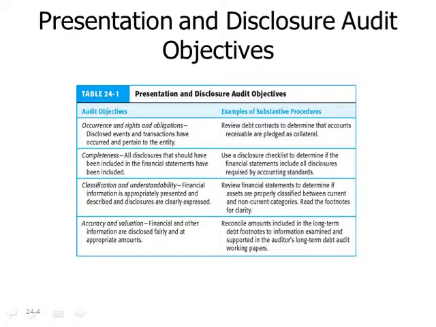And so what this table gives us examples of are the management assertions related to the presentation and disclosure audit objectives, and then examples of procedures or substantive tests that we may perform in order to confirm that these assertions are legitimately met. For instance, occurrence and rights. So have we disclosed events and transactions that have occurred and that pertain to the entity? An example of something to confirm that assertion is that we could review debt contracts to determine that accounts receivable are pledged as collateral. If we find that that's happened, then we want to make sure that that's adequately addressed in the financial statements.